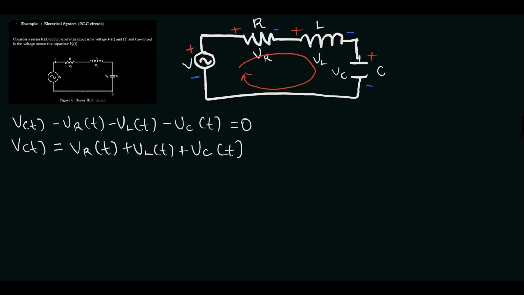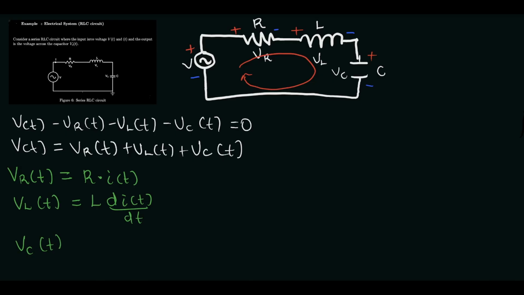Now getting the voltage of each of these components, we have VR, the voltage across your resistor, will be equal to, from Ohm's law, your resistor value multiplied by the current flowing through it, while the voltage across your inductor will be equal to the value of your inductor multiplied by the differential of the current flowing through it, and the voltage of your capacitor will be equal to 1 over the value of your capacitor multiplied by the integral of the current flowing through it.